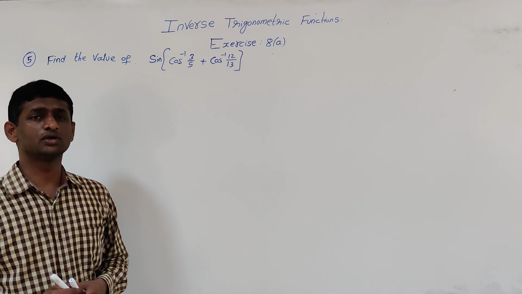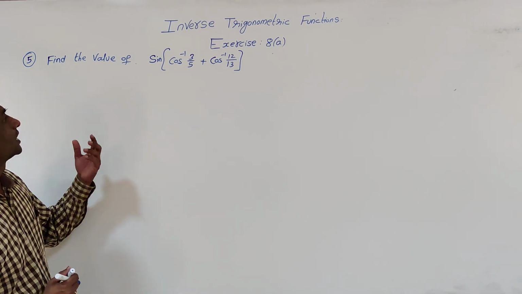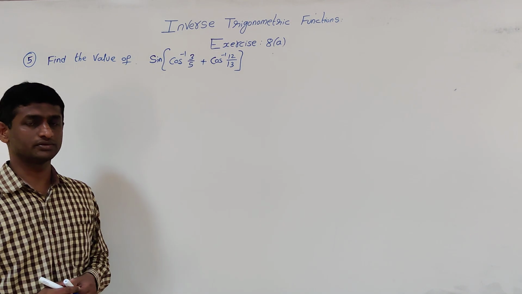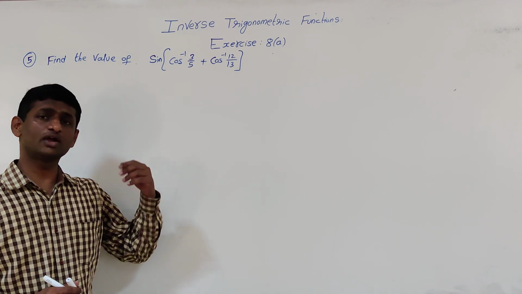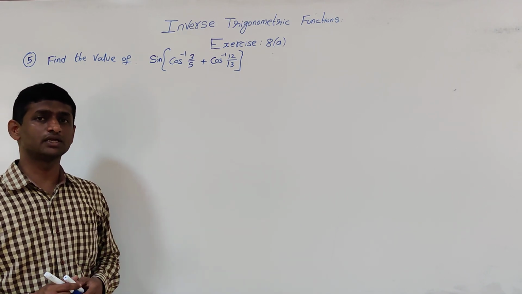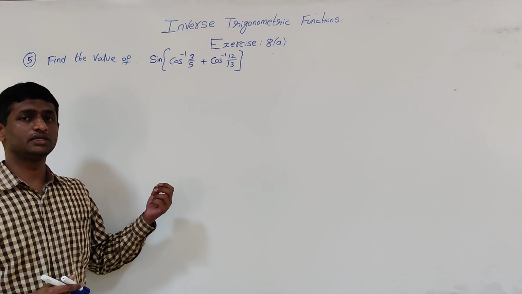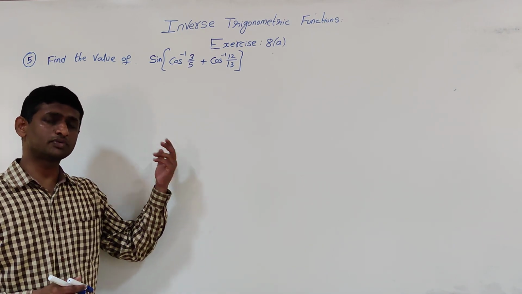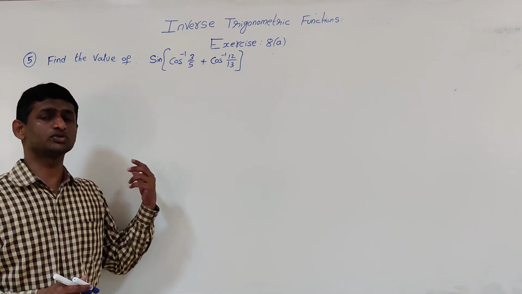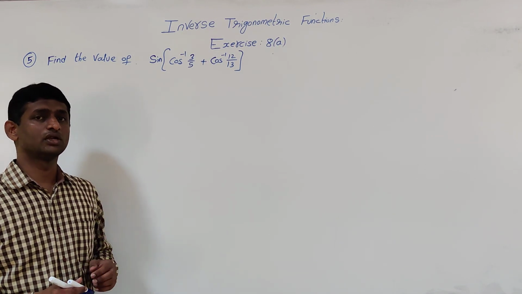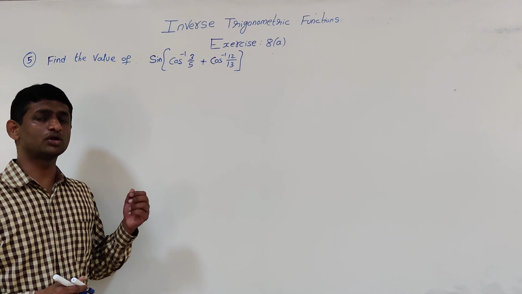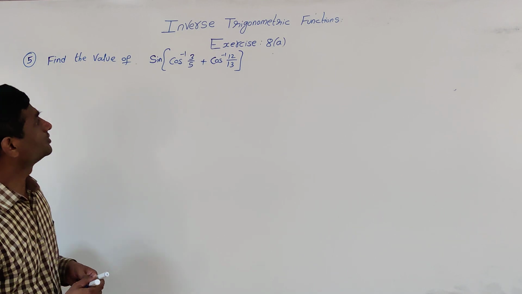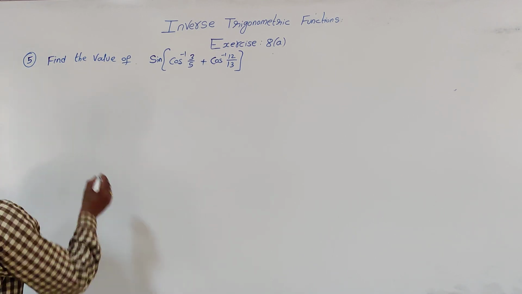So the next question is, find the value of sine of cos inverse of 3 by 5 plus cos inverse of 12 by 13. In the previous problem we proved it is equal to the right hand side, but here he is asking only for the value of this expression. In the previous problem also we could ask the question as, find the value of tan of cot inverse of 9 plus cosecant inverse of root 41 by 4. So it is in a similar manner. Solution.